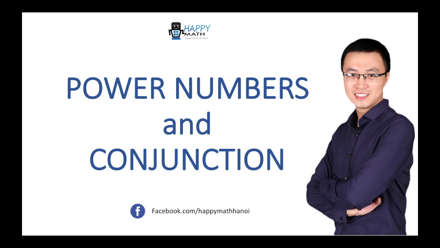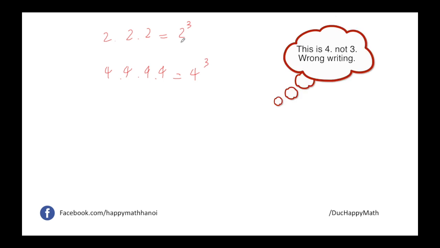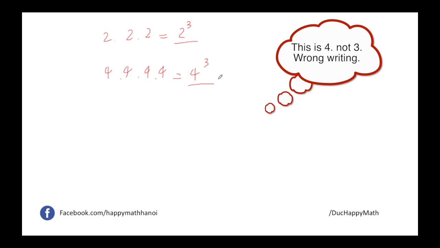In this video, we continue with the power number and the conjunction technique. The power number is a number in a form that has a power. For example, when you take 2 times 2 times 2, you can shorten the expression to 2 power 3. And how about 4 times 4 together? So you get 4 power 2. This form of number, we call a power number.